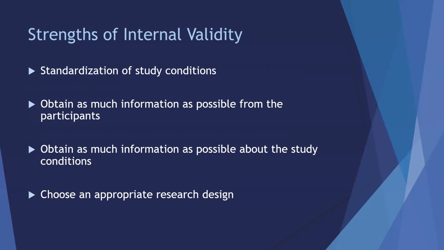Another method is for researchers to choose the appropriate research design that will answer their research question most effectively. For example, if a researcher is interested in changes over time, they should conduct a longitudinal study rather than a cross-sectional study. The final method for strengthening internal validity is for researchers to use a control group when appropriate. This will help researchers to rule out any third variables or alternate explanations for results.